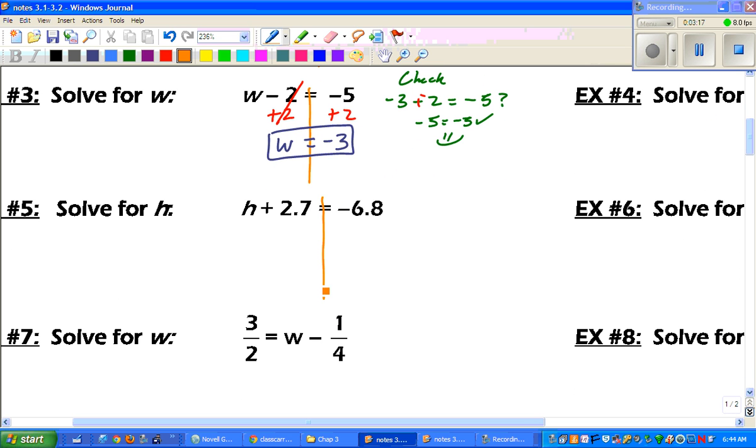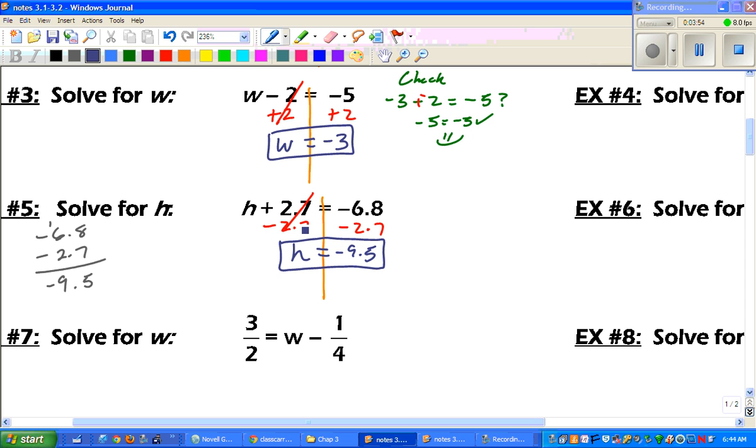Okay, same thing when we're doing decimals, okay? Inverse operation, the inverse of addition is subtraction. So I'm going to subtract 2.7 from both sides. H equals, now over here on the side, I'm going to do negative 6.8 minus 2.7. Those are the same sign, so I'm going to add them up and keep the sign. Okay?